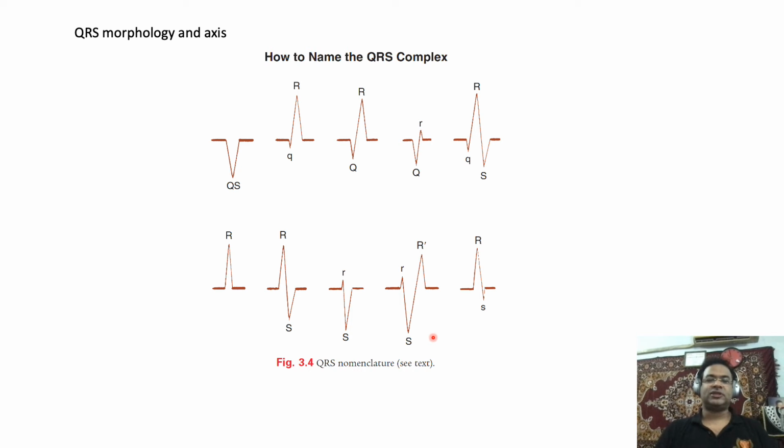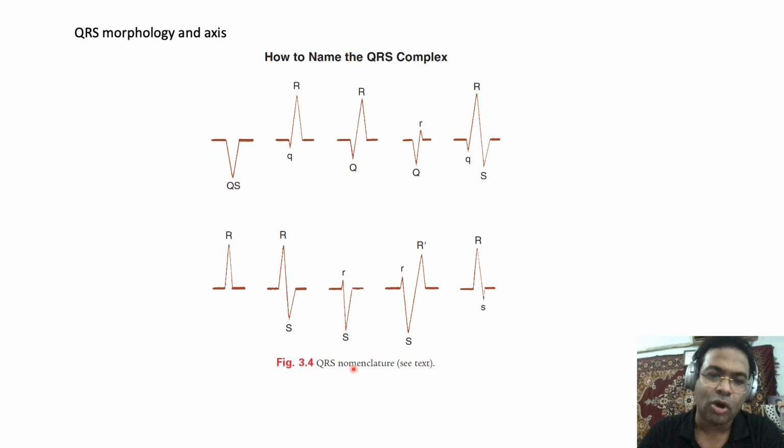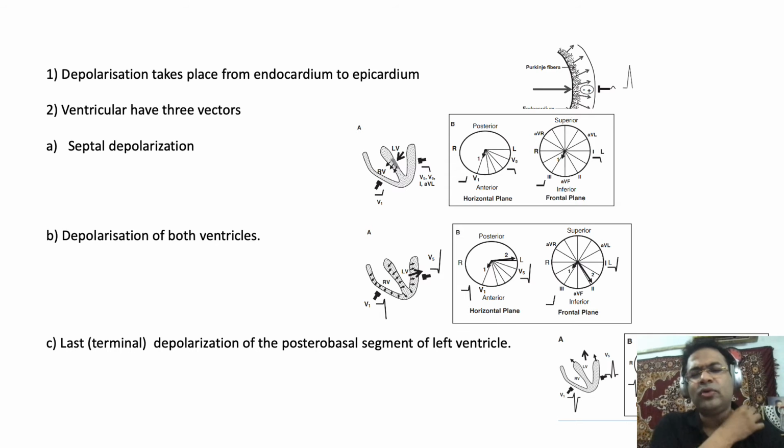So this is very important. You can get an only R, you can get just an RS, you can get small r and S, but you should know how to name them. Now, why do you get this QRS?